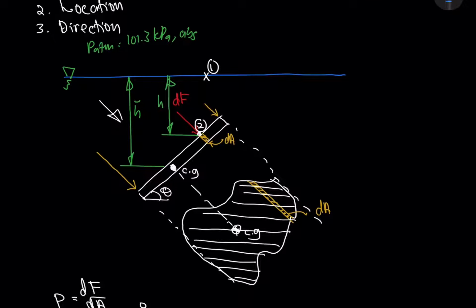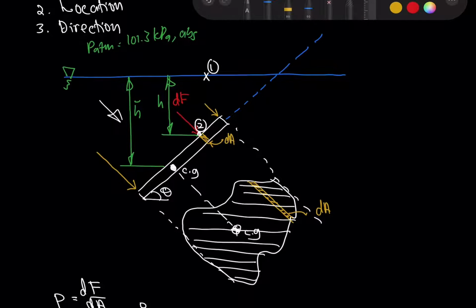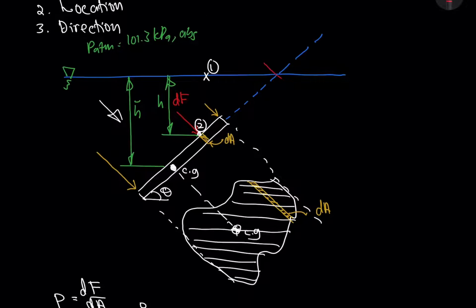What you need to do is just extend the line until it crosses the free surface. After it crosses the free surface, you draw a line which is perpendicular to that particular dotted line, so draw a line which is 90 degrees. Call this O, and it's a line OX. So you have a line OX.